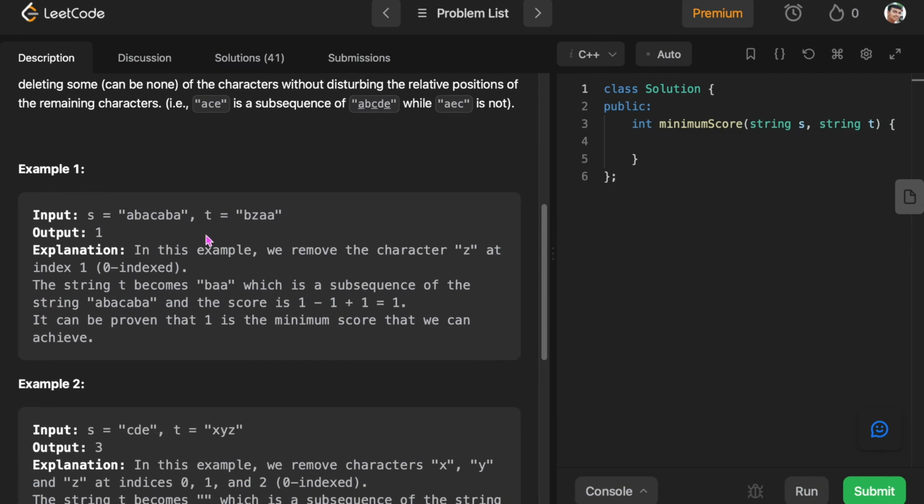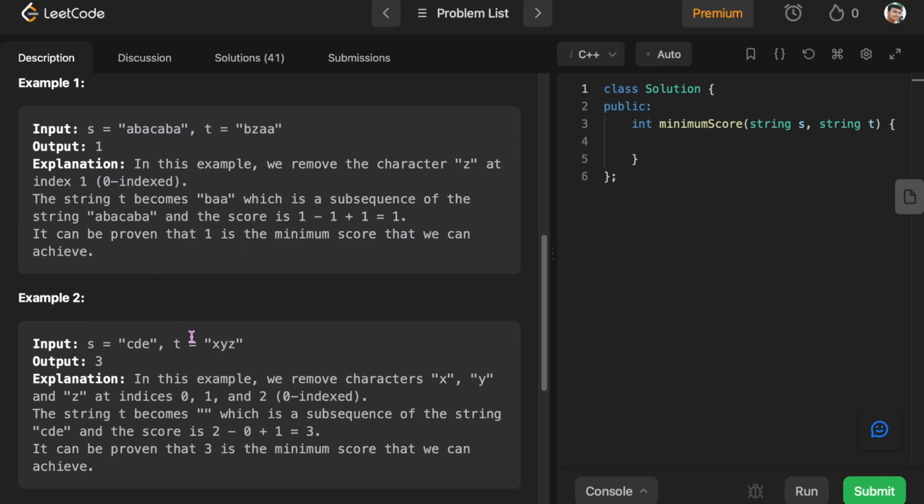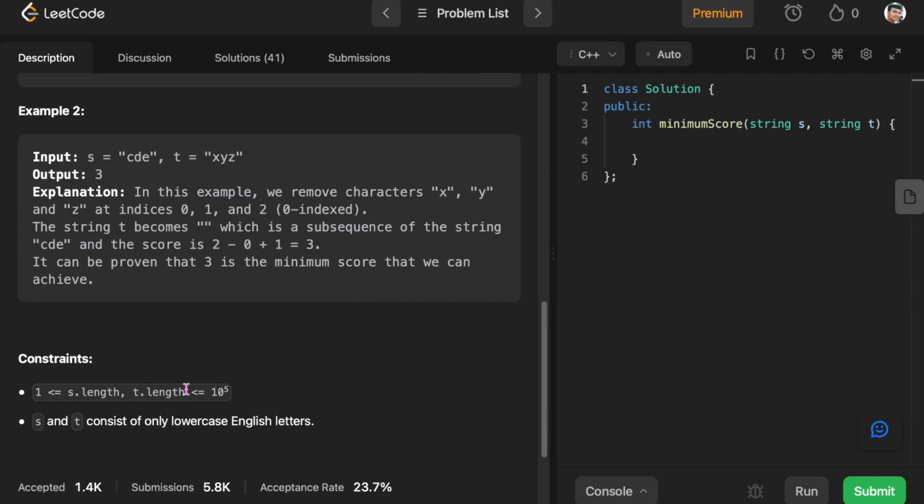Let's see the sample test cases. In the sample test case, if we remove z from t, then BAA is a subsequence of s. So in that case, the answer is 1 because we only remove z. In this case, we cannot remove anything from t to form a subsequence of CDE, so we remove the entire t string. Hence the answer is 3. The constraints for this problem are 10 to the power 5, so we either have to do a big O of n solution or an n log n solution.